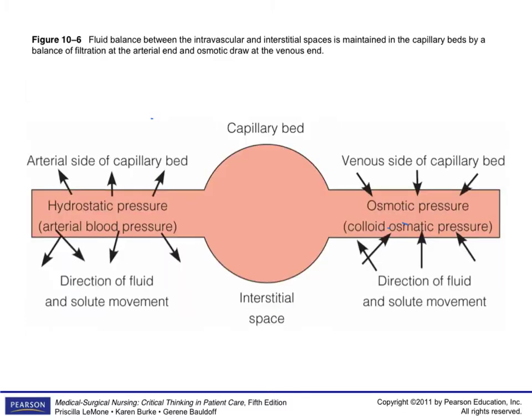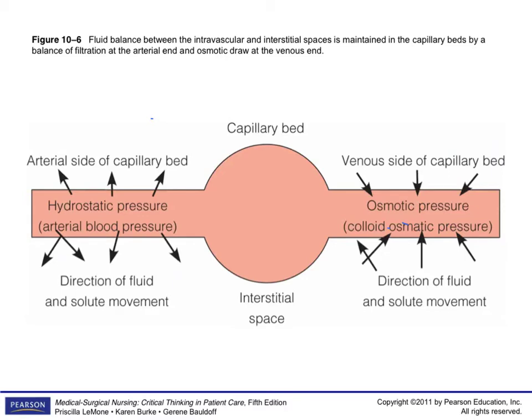Okay, so now what you're looking at is a picture from your textbook, and it's looking at the fluid balance between the intravascular and interstitial space that's maintained in that capillary bed. Remember, this is important for homeostasis, so we need to have this balance occur for homeostasis purposes. Then when we have a disruption in the fluid and electrolytes, that's when we lose the balance, we don't have it.